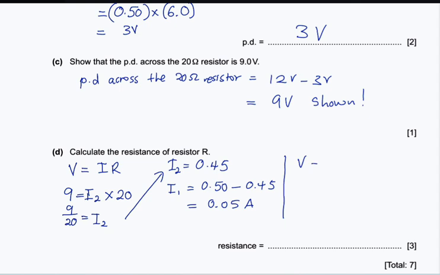Remember the voltage across that whole part with parallel resistors is the same, so resistor R also has 9 volts. You're also using Ohm's law, V equals I times R, so R is equal to V over I. The potential difference across that is 9 volts, and we're dividing this by 0.05. So this is 9 divided by 0.05. I'm getting 180 ohms. So that is the value of the resistor there.